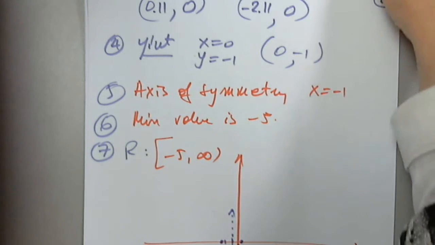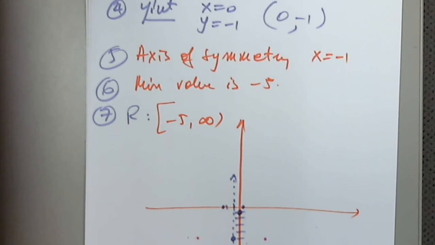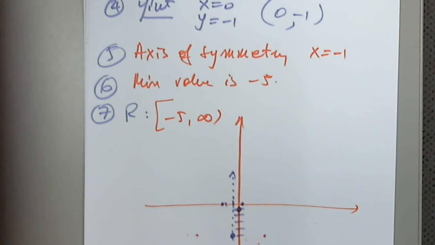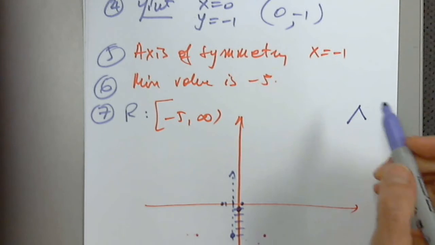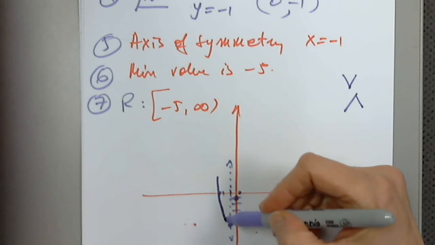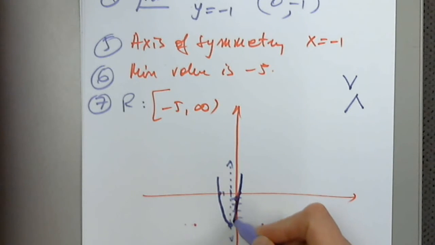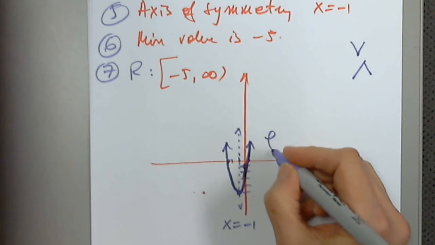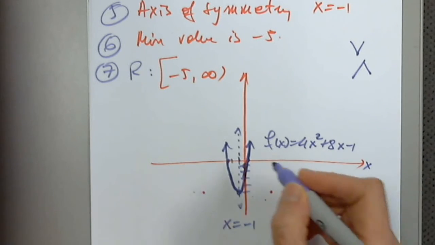Now, having all these, I'm going to try and graph this function as symmetric as I can and not too acute, not like this, or like this at the vertex. So careful. My graph is far from being perfect. So this is f of x, 4x squared plus 8x minus 1.